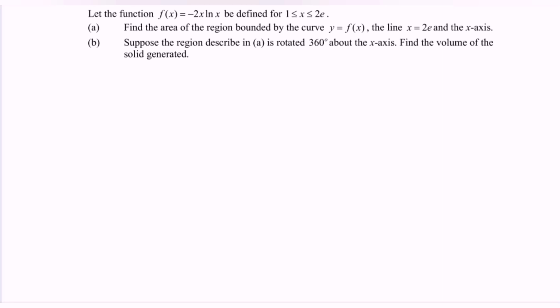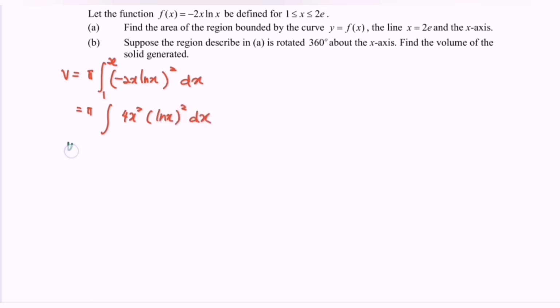Next, suppose the region described in A is rotated 360 degrees about the x-axis. Find the volume of the solid generated. So volume equals pi integrate negative 2x ln x bracket square with respect to x from 1 until 2e. In here, my suggestion is to expand the situation. So integrate, we have 4x square bracket ln x bracket square with respect to x. So repeat the situation by parts method.